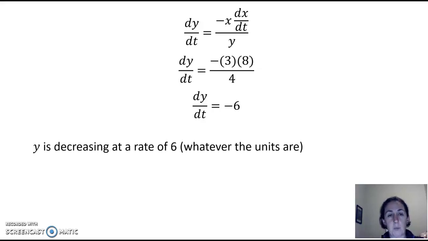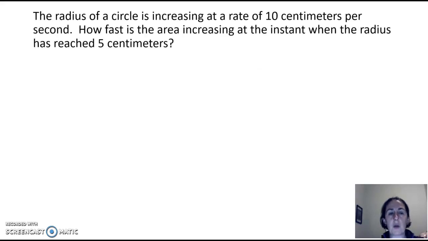Let's give an application problem. So the radius of a circle is increasing at a rate of 10 centimeters per second. How fast is the area increasing the instant when the radius has reached 5 centimeters? This could be something like if you drop a pebble in water, you get a circular ripple, and that ripple is getting bigger and bigger and bigger and bigger.